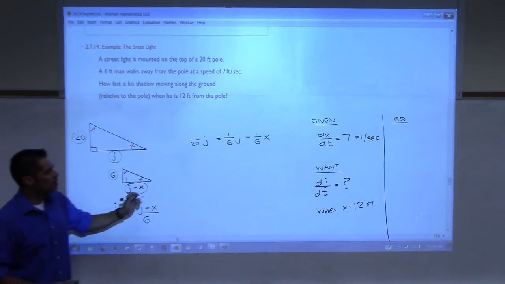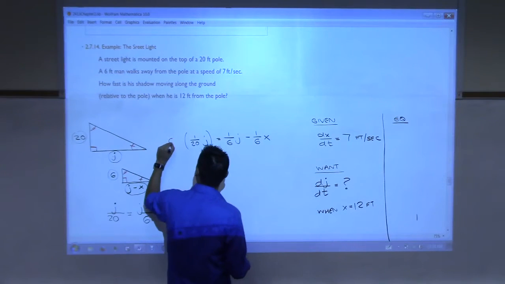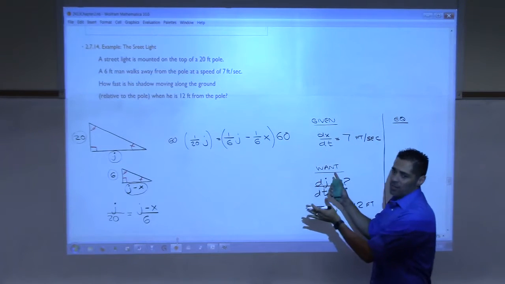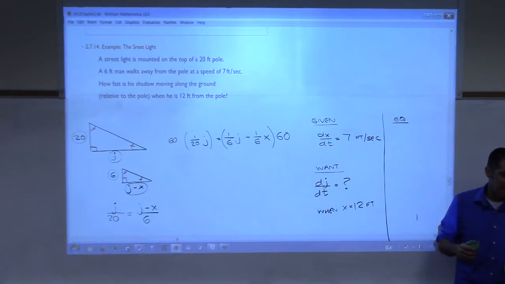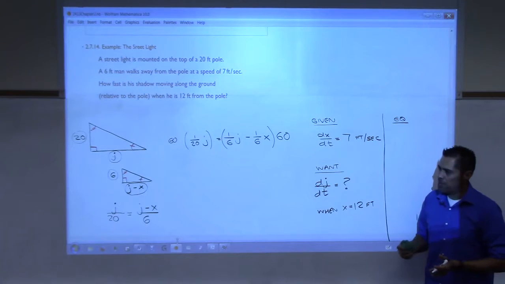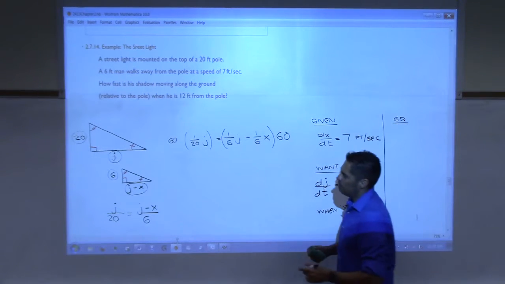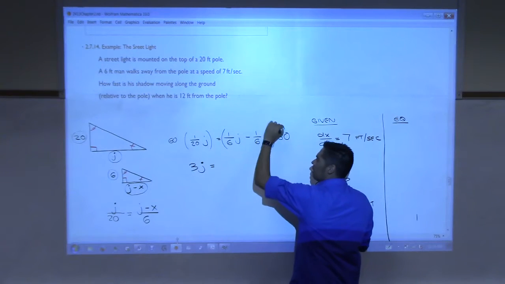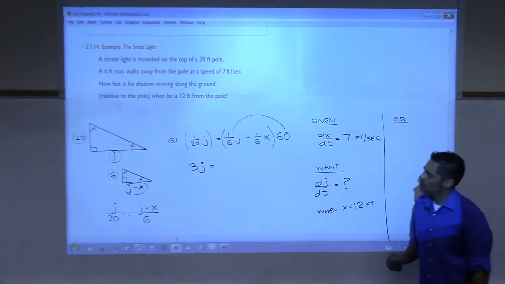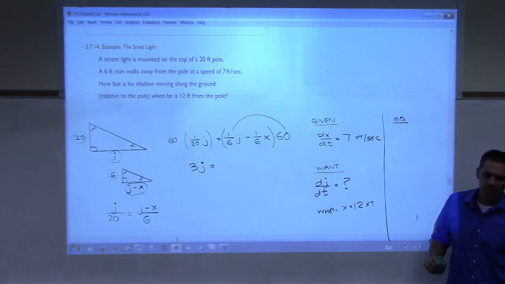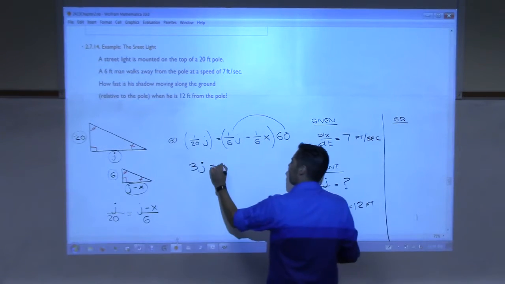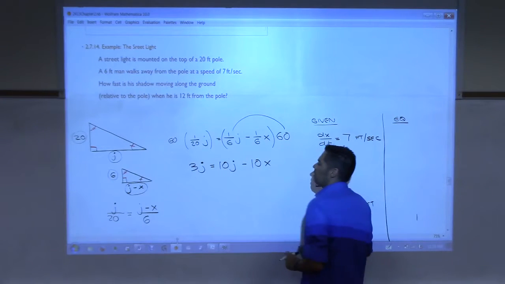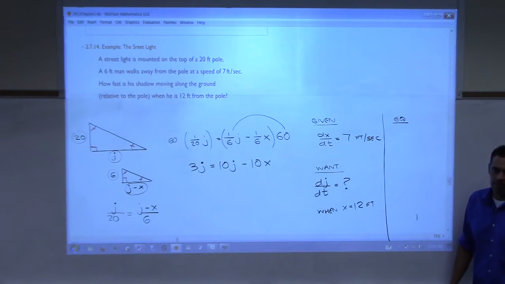So what would happen if I multiply the left side of this equation by 60 and the right side of this equation by 60? By the way, this step's not necessary, okay? I'm doing it because I want my math to be cleaner. I want my numbers to be nicer. So 3j equals this, what do you get there? 60 divided by 6 is 10? 10j minus 10x. See, that's a little bit nicer to work with in my opinion.